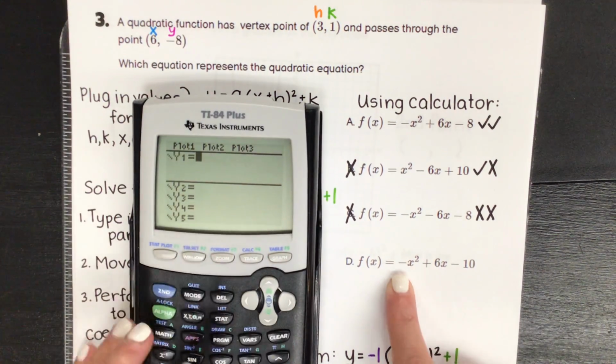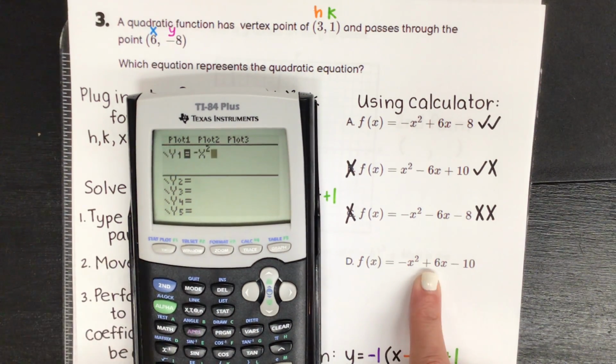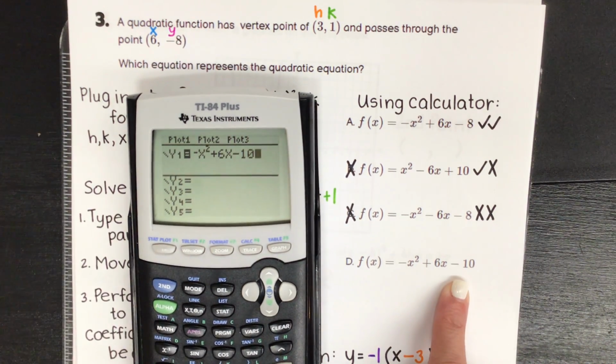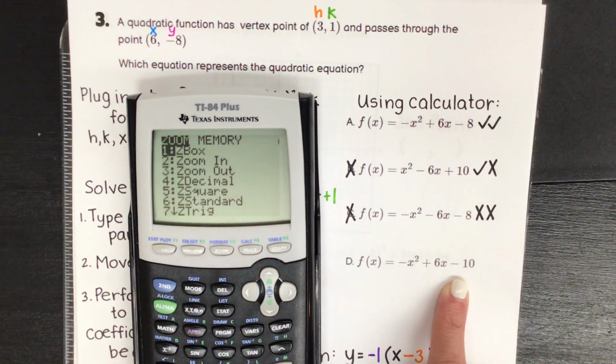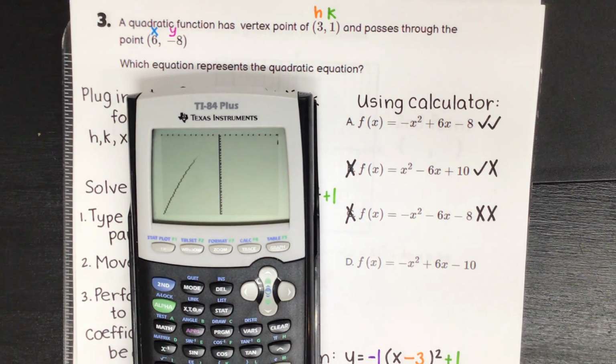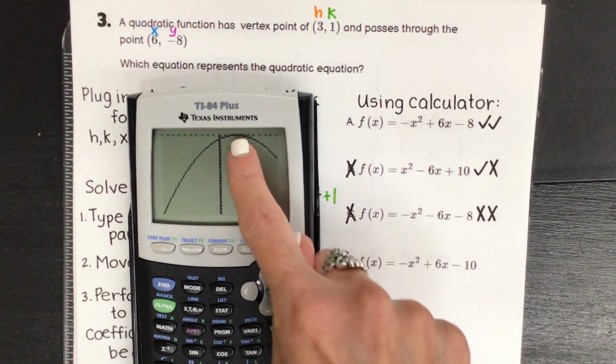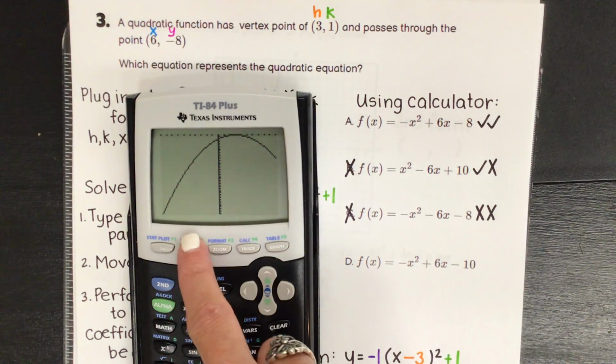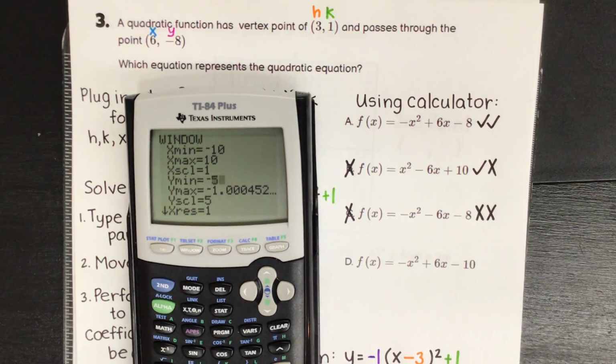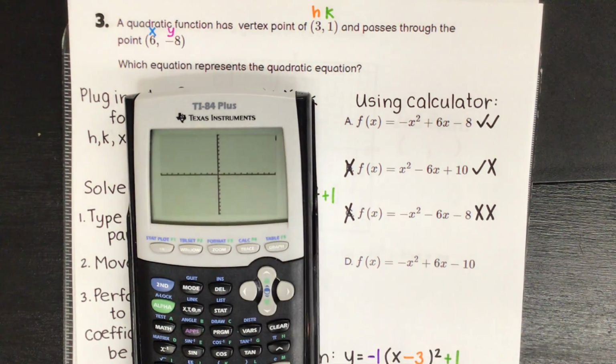Now I'm going to do the same thing for D. I'm going to type in negative x squared plus 6x minus 10, and I'm going to hit zoom 0. And again, I always start off with zoom 0, and then I make window adjustments from there. So I need to get this vertex away from the edge. So I'm not going to go down as far, negative 50, and then 50, count by 5s. We're going to do that and see where this vertex lands.